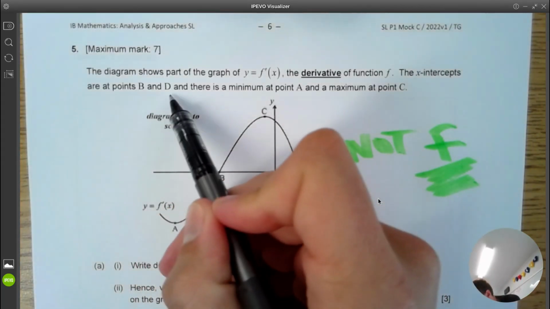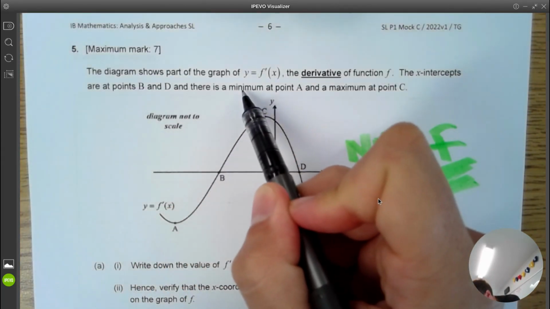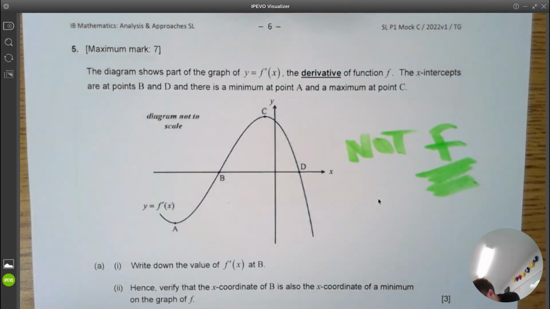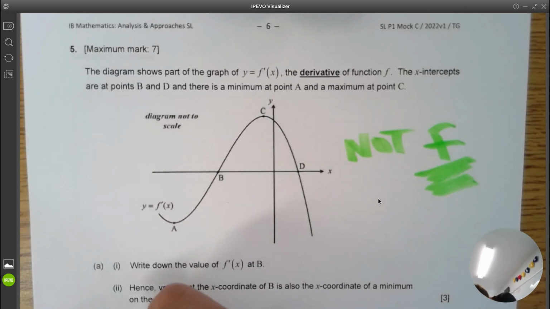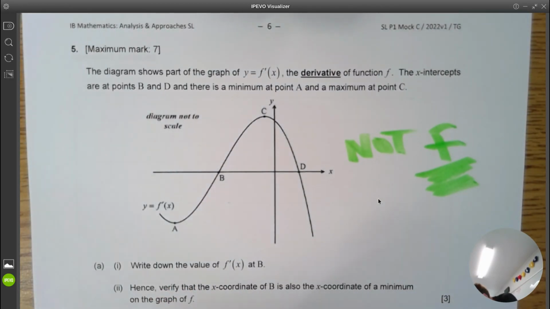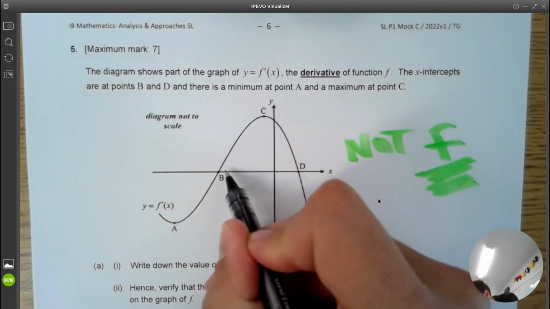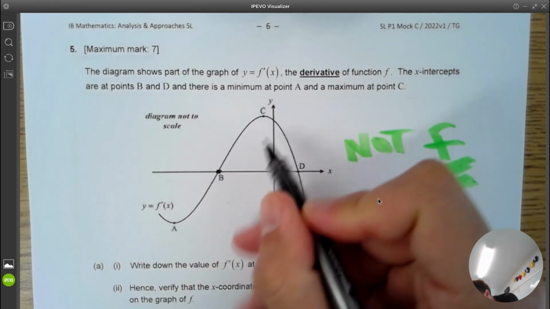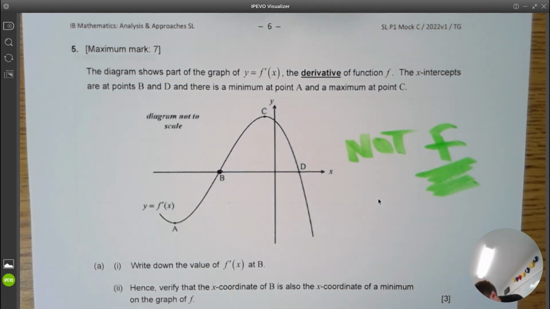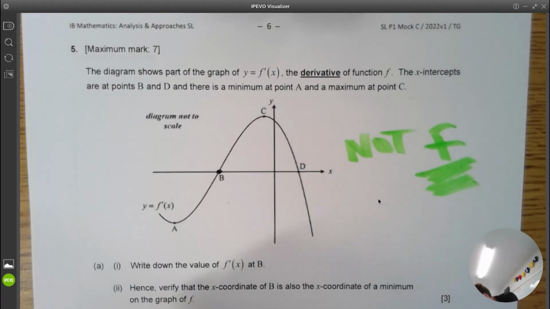The x-intercepts are b and d, of course. Minimum at a, maximum at c, of course. Write down the value of f prime of x at b. Part a, part 1: f prime at b is equal to 0. Right? I mean, this is the graph of f prime, and here's b, and the value is 0. It says it's an x-intercept. So, wow, we love that. That's the easiest point of all time.